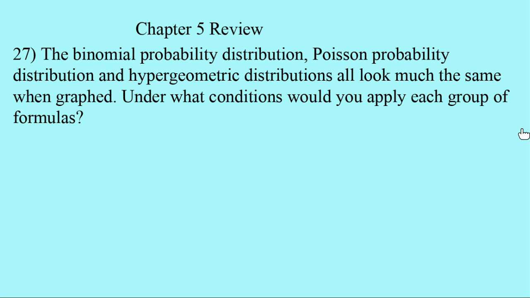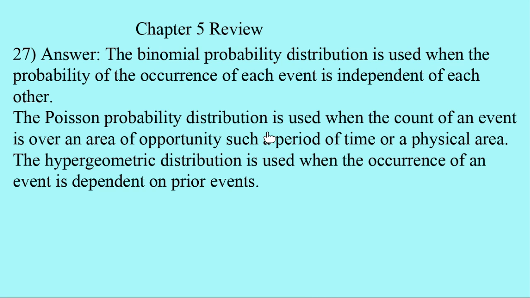Okay. So I'm looking at your answers. And basically, yes, they're all correct. Very good. I just have you look at what I had for the standard answers, but they're basically what you said. The binomial probability distribution is used when the probability of the occurrence of each event is independent of each other, like the coin flipping.